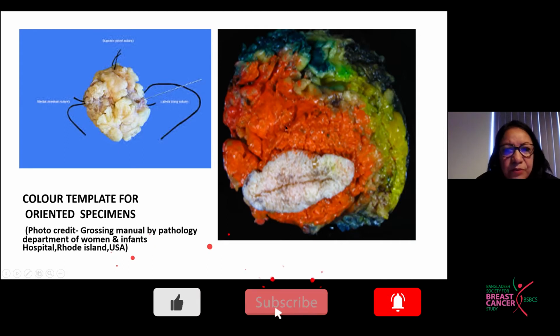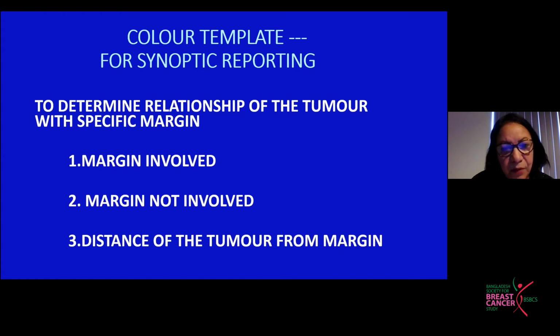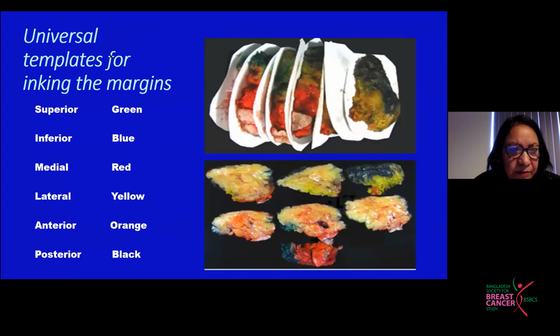So why do we use the colors? We use the colors to see whether there is involvement of any particular margin, and if it is not involved, what is the distance of the tumor from that particular margin. This is very important for the surgeon for re-excision or other purposes. This is a color template; there is usually a universal color template for some institutions. In my practice, I'm using this template.